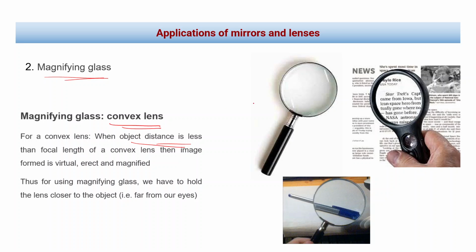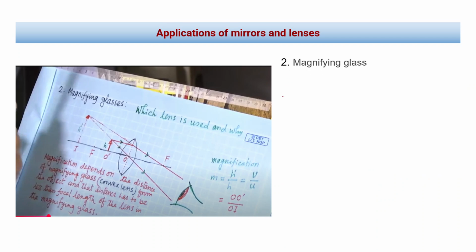That is also the reason when we use magnifying glass, we have to hold the lens closer to the object and far from our eyes. If you keep it away from the object that we want to see, and it is beyond focal length, then we won't be getting erect image, and that won't be useful. So this is how we get the working of magnifying glass.